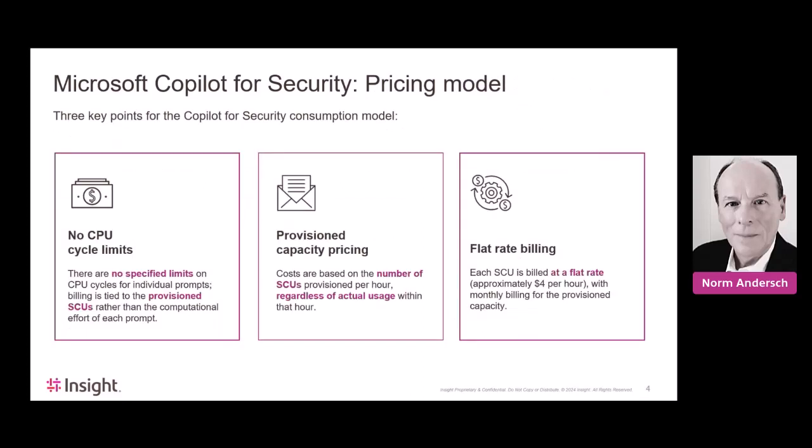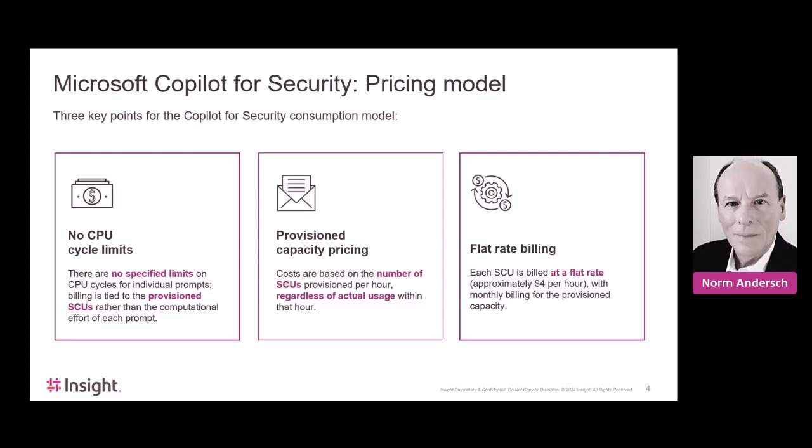So when we talk about the pricing model, let's start on the right-hand side where you see that there's a flat rate for billing, and each SCU is billed at a flat rate of $4 an hour. And this is based on the number of SCUs that were provisioned throughout that billing cycle. To note, the costs are based on the number of SCUs provisioned per hour, regardless of whether or not you use them. So you can go ahead and provision, let's say, 3 SCUs, which Microsoft will charge you $12 an hour for, and you'll still get charged for that whether you use them or not.